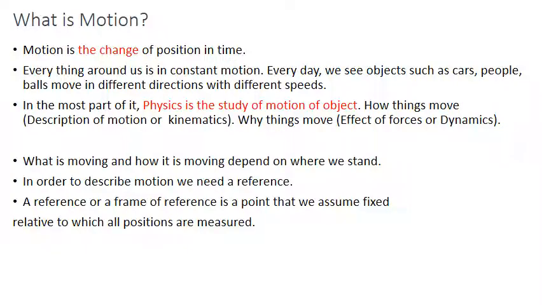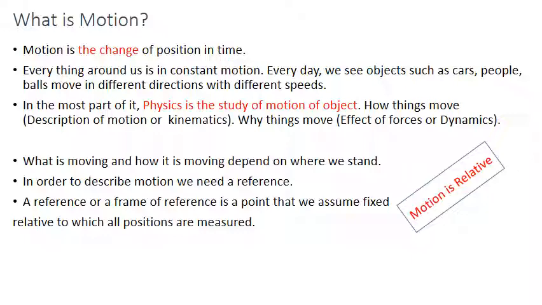So in order to describe motion, we need a reference. Motion is always relative. So what is moving with respect to me might not be moving with respect to something else. Let's take an example. If we're sitting in the car, the person sitting next to you is not moving with respect to you. However, with respect to someone standing outside the car, both of you are moving with the car.